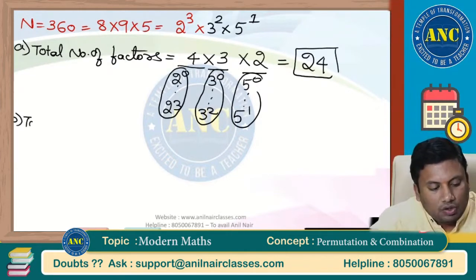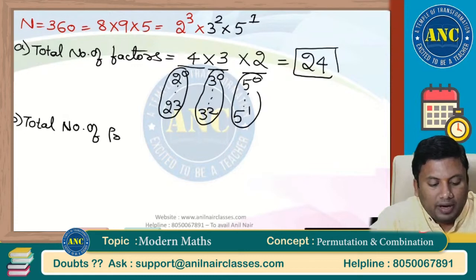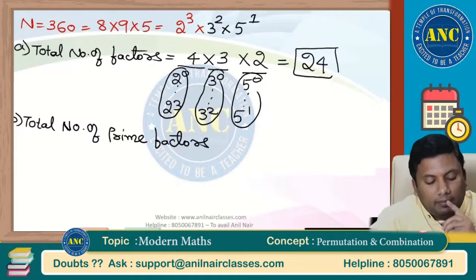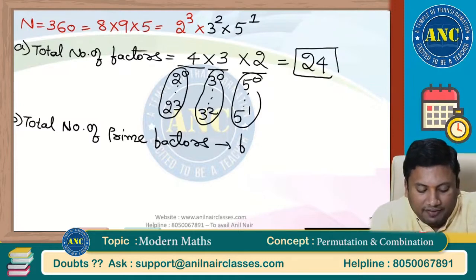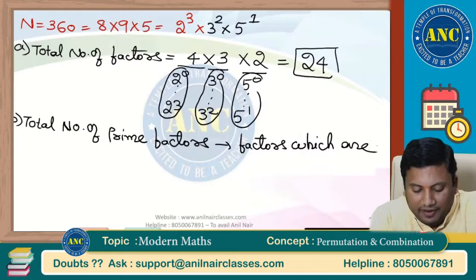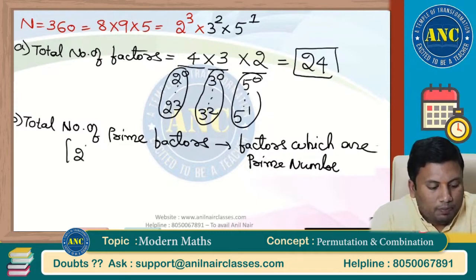Second case, total number of prime factors. What do you mean by total number of prime factors? Factors which are prime numbers. What are all the prime powers that are possible? Possible are 2 power 1, 3 power 1 and 5 power 1.